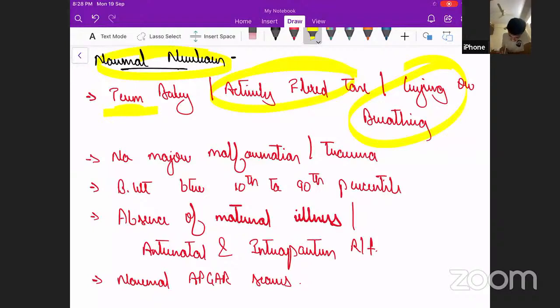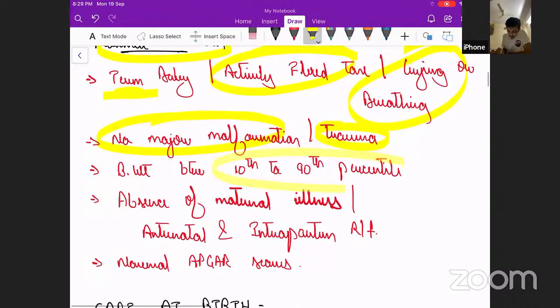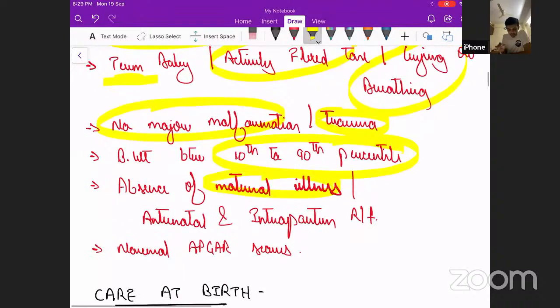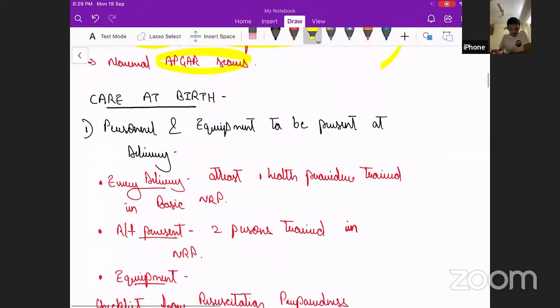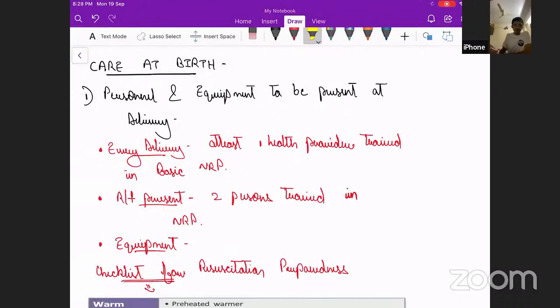Next, there should be no major malformations or birth trauma present. Birth weight should be between 10th to 90th percentile. Fine. And there is absence of any maternal illness or any of the antenatal or intrapartum risk factors, which we have already read. And Apgar scores should be normal. The 1 minute and 5 minute Apgar scores need to be normal. So if the answer to all these questions is yes, then we proceed to normal newborn care, routine newborn care.